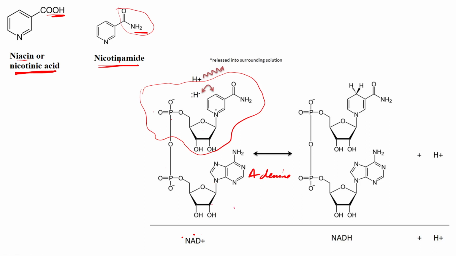So instead of this OH, if we attach another phosphate here, what will it become? It will become NADP plus. Right now, without the phosphate, it is NAD plus. From where are we getting the plus?